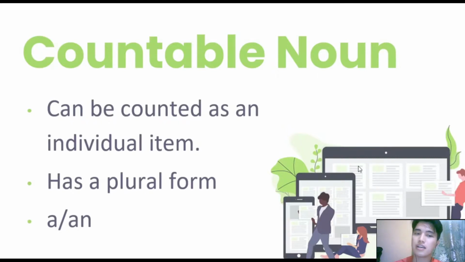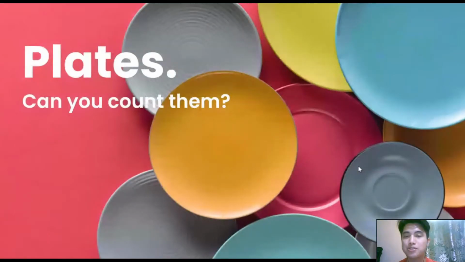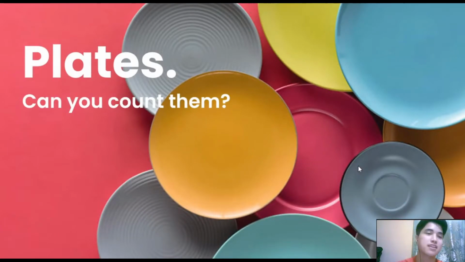Okay, what I'm gonna do now is show you a picture, and I want us to identify if the noun is countable or not. Can you see the picture? What do we see? There are plates. Can you count the plates in the picture? How many plates are there? Yes, there are 10 plates in this picture.